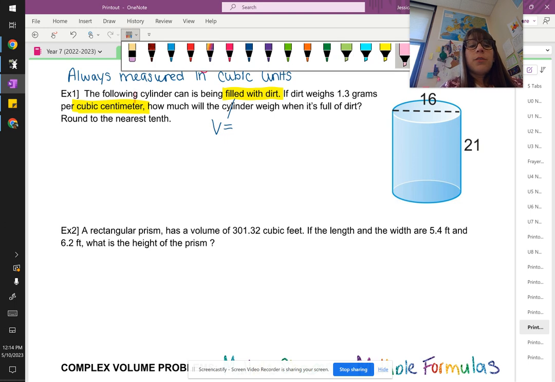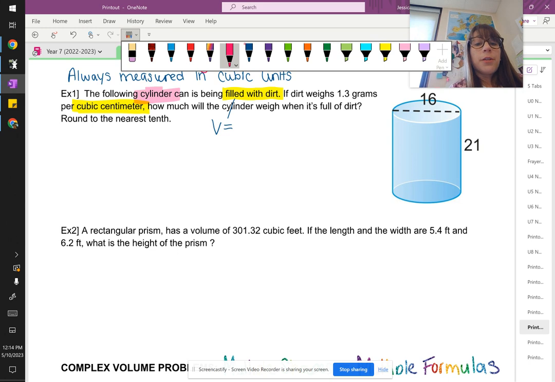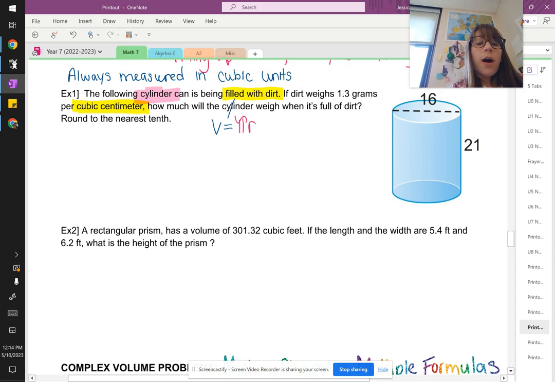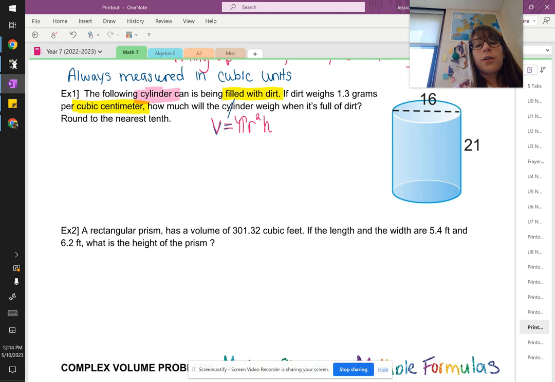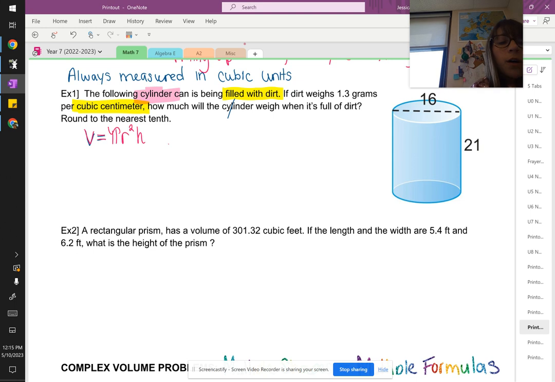Because I'm dealing with a cylinder, I'm going to go get that volume formula for a cylinder from my notes, which says pi r squared times height. So volume equals pi r squared times height is the formula that I'm using, and I'm just going to scooch that over. Okay, so let's fill in some pieces.